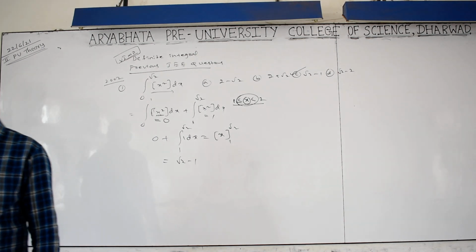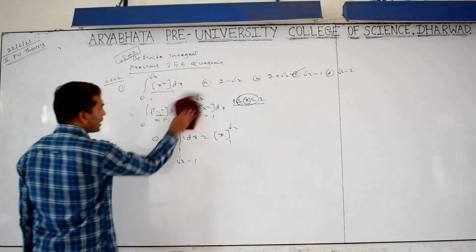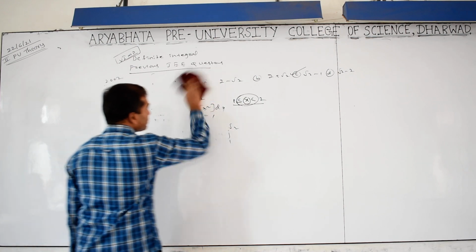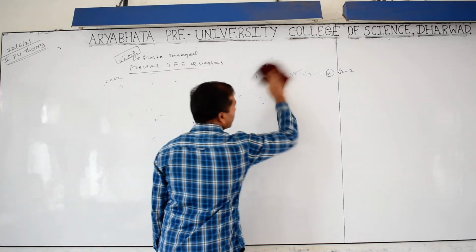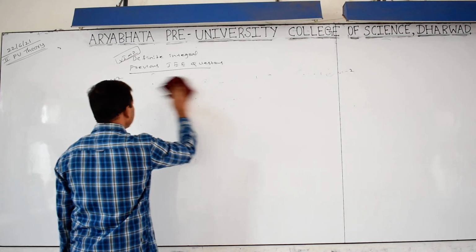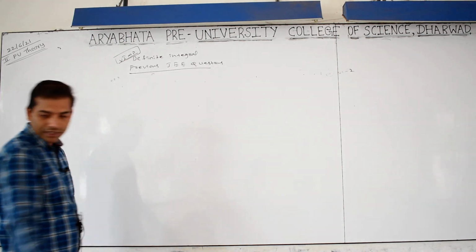Understood? Whenever a step function is there, step x or mod x, we should eliminate the special function first. As per the special function, we should solve the question, because integration of step x we don't know. So we have to eliminate step x. The step x changes for every integer.